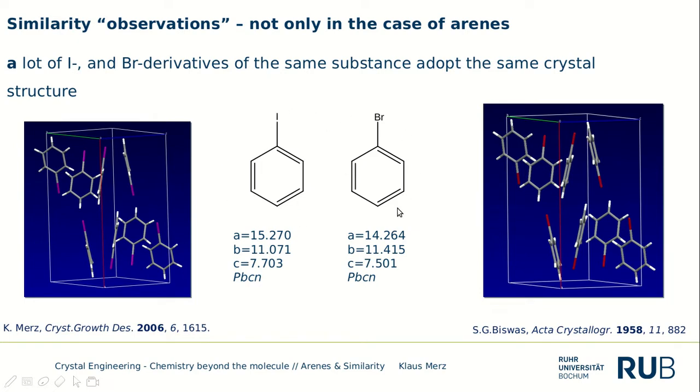Have a look at this very, very simple compound: iodobenzene and bromobenzene. The difference is only the substituent here. Have a look at the cell constants: a 15, 14, b 11, 11, c 8, 8, roundabout. Same space group. Have a look at the crystal packing. Here is the crystal packing of iodobenzene, and you see exactly the same crystal packing in the case of bromobenzene. Same crystal structure.